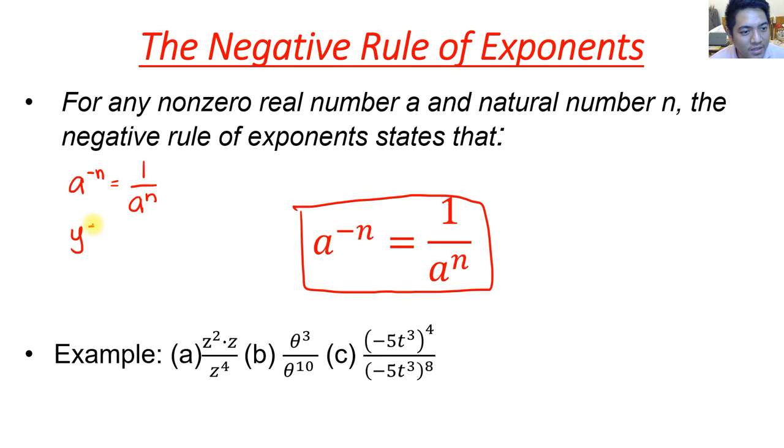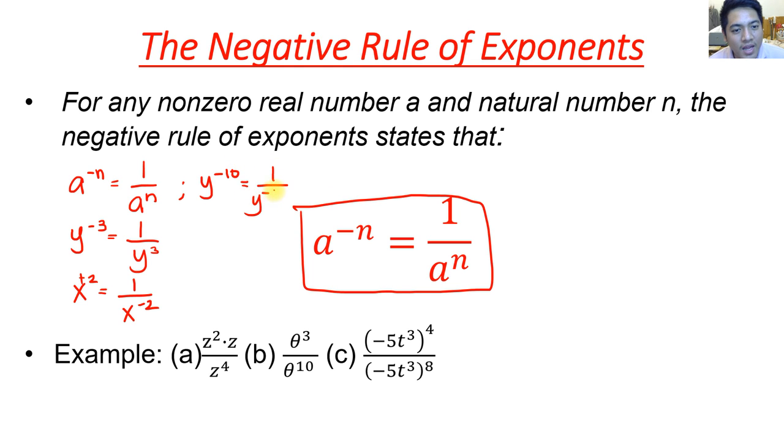So for example, we have y raised to negative 3. That is equivalent to 1 all over y raised to cube. So what we are doing here is negating the exponent whenever we get the reciprocal. For example, I have x squared, and that is still equivalent to 1 all over x raised to negative 2, so I'm negating the exponent. If we have y raised to negative 10, that is equivalent to 1 all over y raised to the negative of negative 10, and the negative of negative 10 is simply y raised to 10.